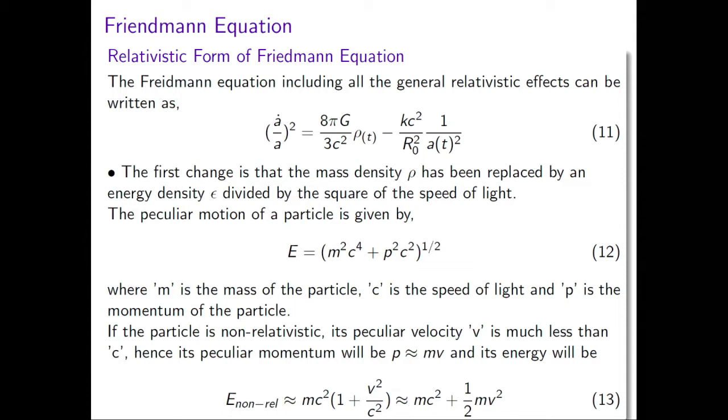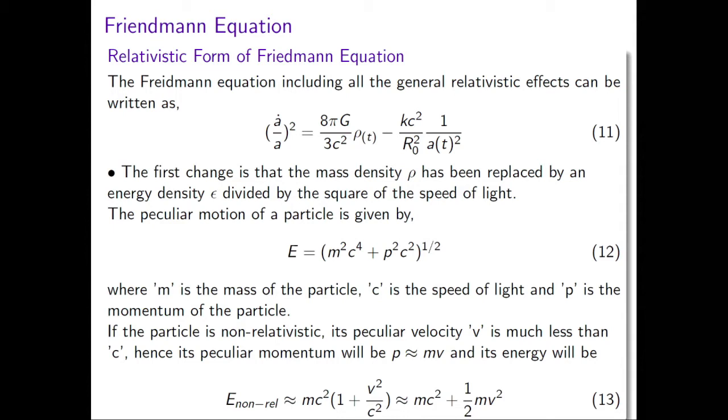that is given here: (ȧ/a)² is equal to 8πG/3c² ρ minus kc²/r₀² into 1/a², which is nothing but the modified Newtonian Friedmann equation to a general relativity or Einsteinian Friedmann equation.